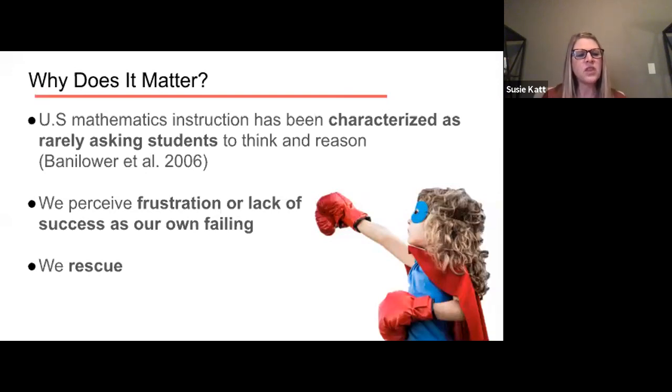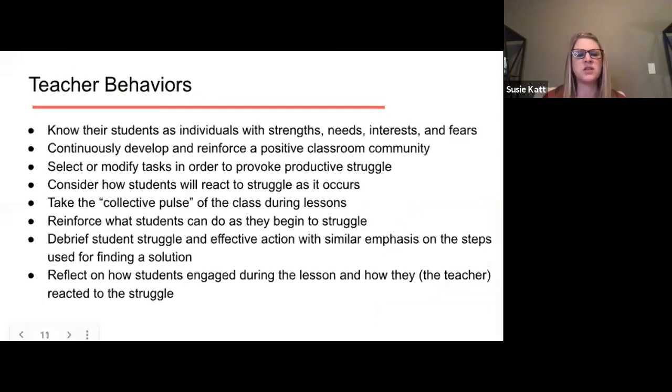We do this because we want our students to be successful, and we feel that in the short term it will help them and lead to those results. However, as we said before, we often take their struggles as a result of our inadequate instruction. So what we do is rescue, and we'll talk a little bit about that rescuing. We swoop in and take over because we don't want to see our students become frustrated. That's what typically happens in our classrooms.